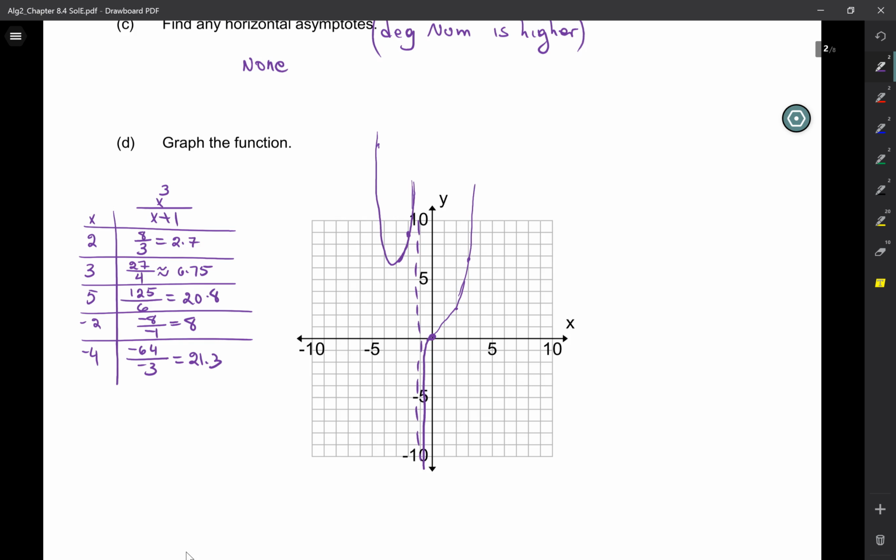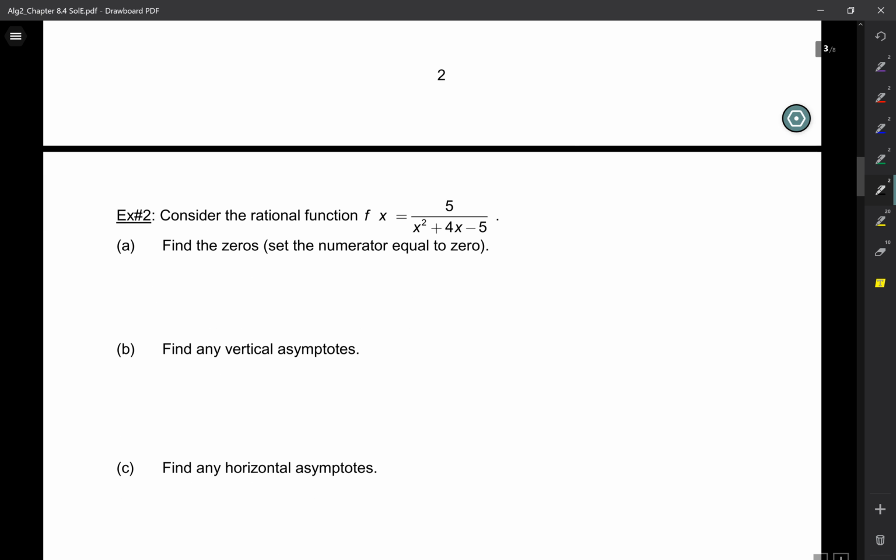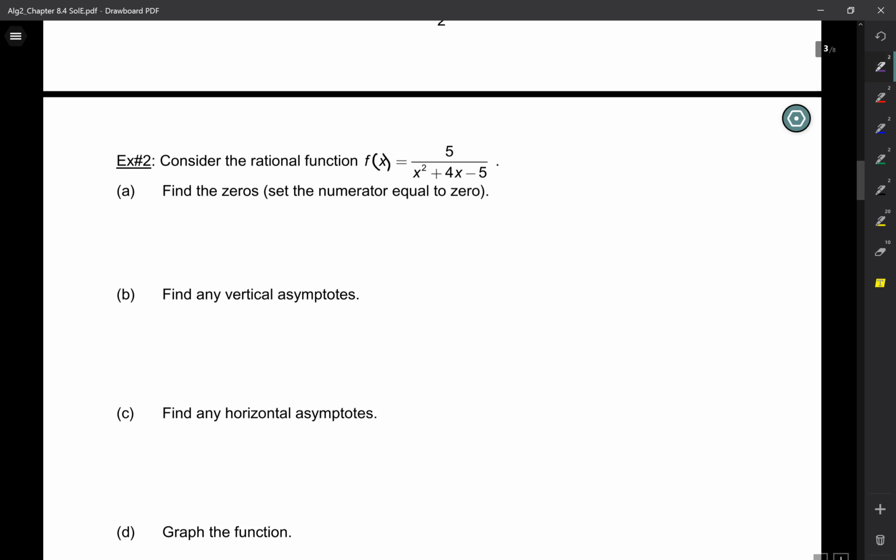2 and 8. Once it exits the screen here, it's got to re-enter from the opposite side, so from the left side of the asymptote. Hannah. Okay, so here, we're going to factor this first.